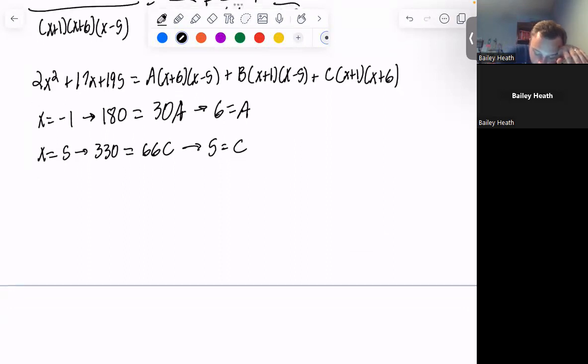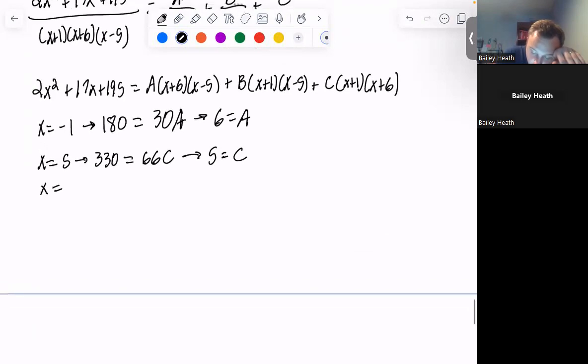If I divide both sides by 66, I find that c is equal to 5. And finally, if I plug in x equals -6, then the a and c guys will get killed, and I'm just going to be left with the b. On the left-hand side, I get 72 minus 102 is -30, plus 195 is 165. And now the a and c parts get killed. I just have the b part, and I get -5 times -11, so I get 55b. So we get that b is equal to 3.